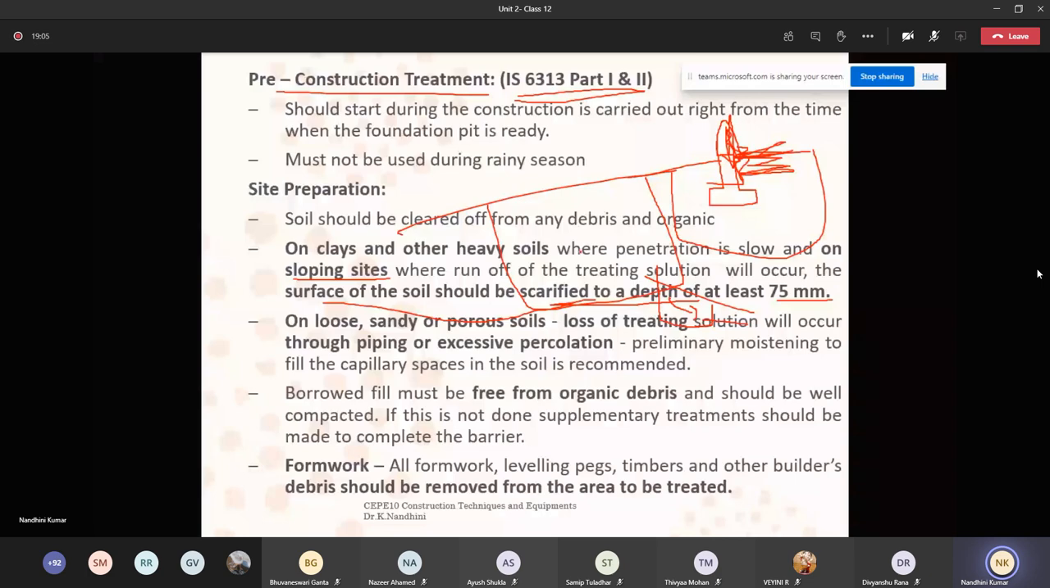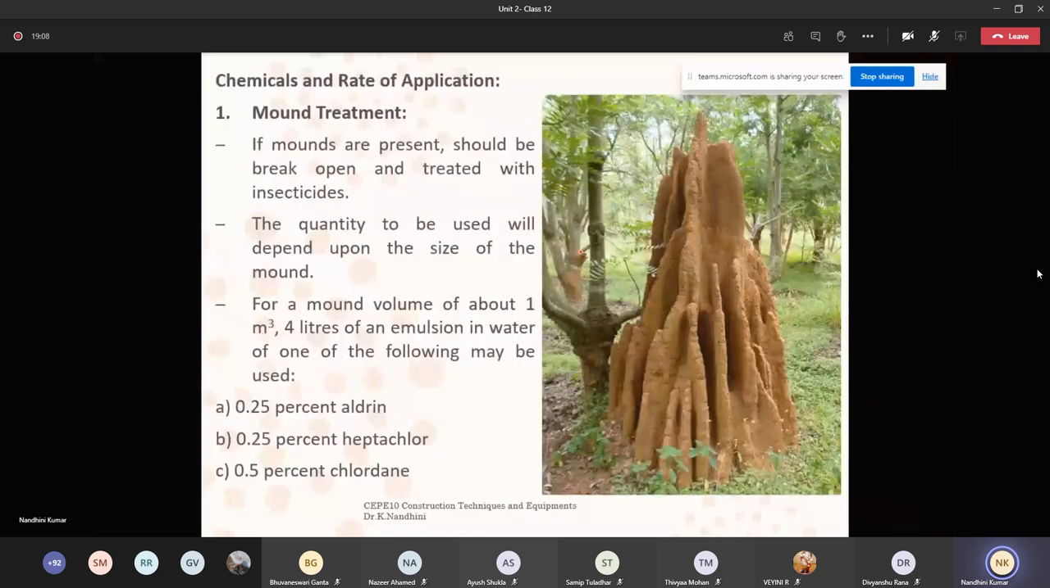Okay. And chemicals and rates of application for the mound treatment. This is called the mound treatment. Have you seen this type of mounds everywhere? Maybe in any parks or in your colleges or somewhere where there is open area. The thing is, where people's access is very less, you'll be able to find it. If you see one somewhere on the road, people will start digging it, they'll completely spoil it. So only where human access is very less, it will be more.